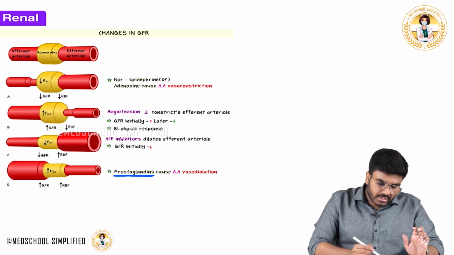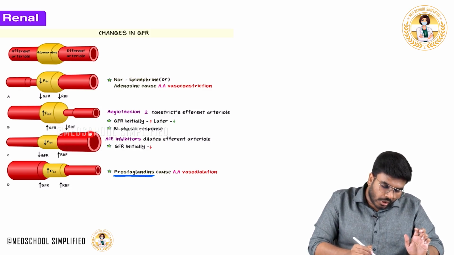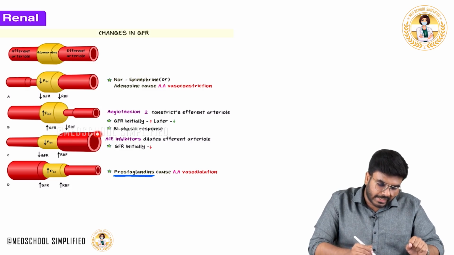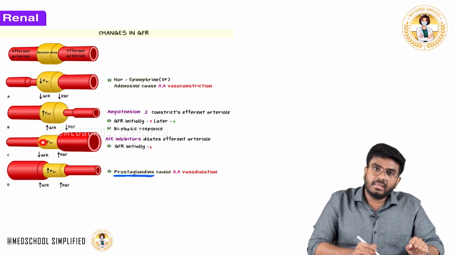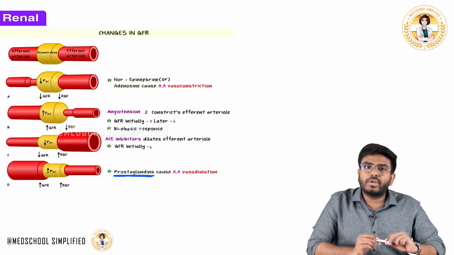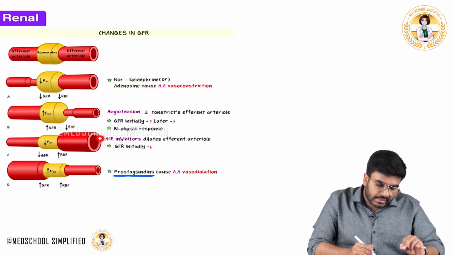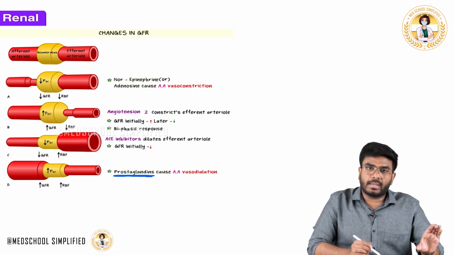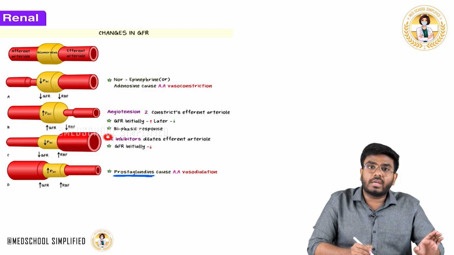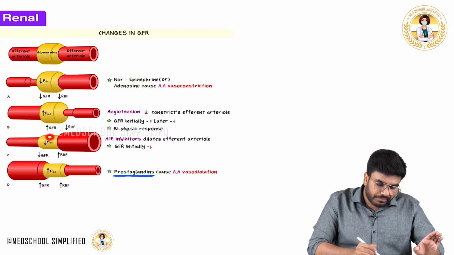Okay, done. Now let's talk about efferent arteriolar dilation. Efferent arteriolar vasodilation. If the efferent arteriole is dilated, what happens? Blood is coming in, going to the glomerular capillaries, but it is not going to stay over there. Why? Because the efferent is wide open. It is dilated, so very easily blood is going out. So blood is not going to stay in the glomerular capillaries.